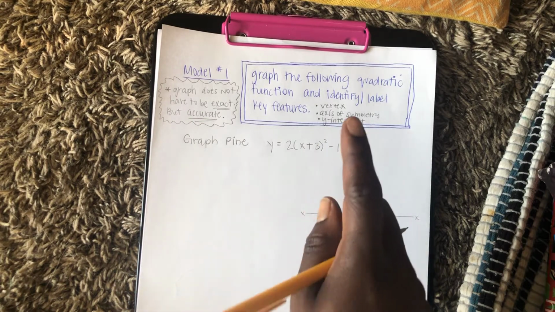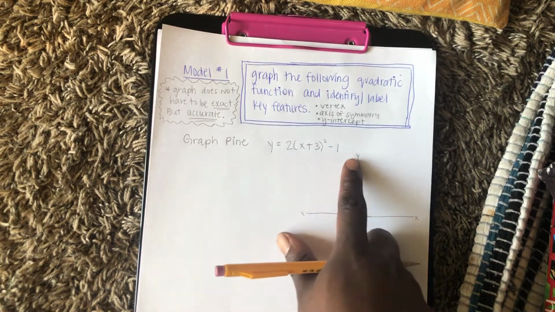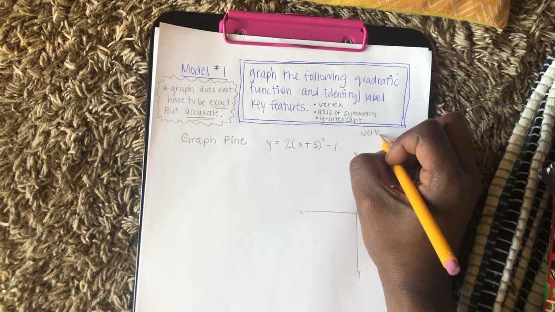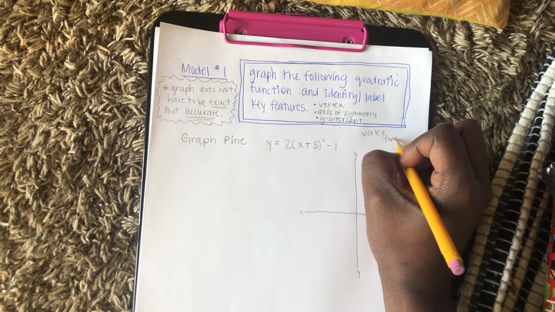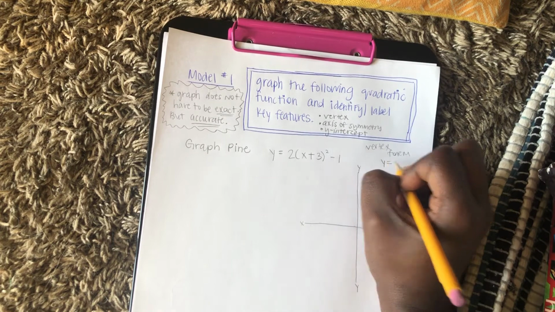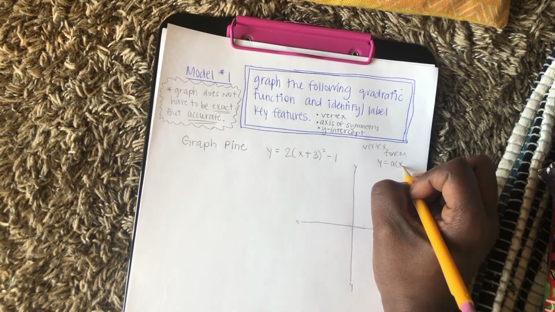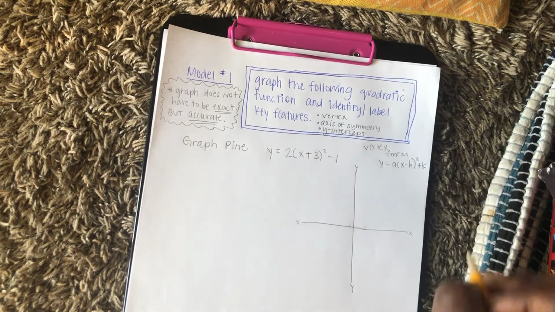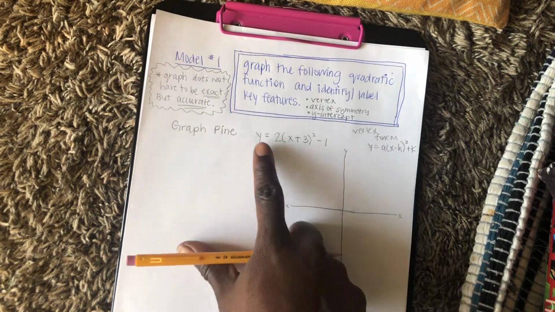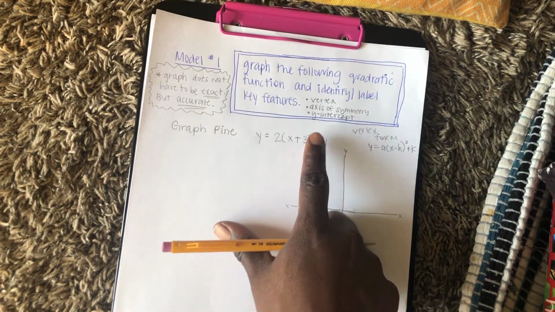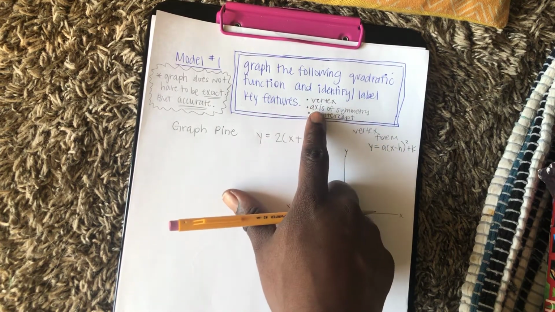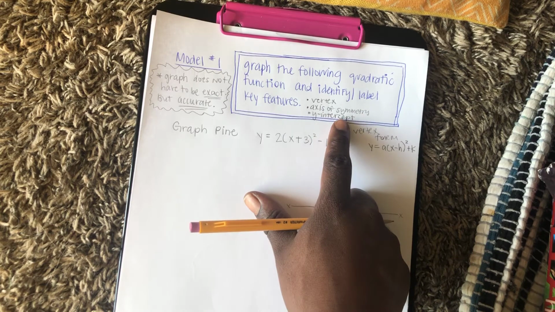So we are familiar with this format that we were given here. This format is vertex form. Right? So we're graphing these equations in vertex form: y equals a times (x minus h) squared plus k. Okay, that's our vertex form. So our equation is written in this form. We're asked to graph it and identify and label key features: the vertex, the axis of symmetry, and the y-intercept.